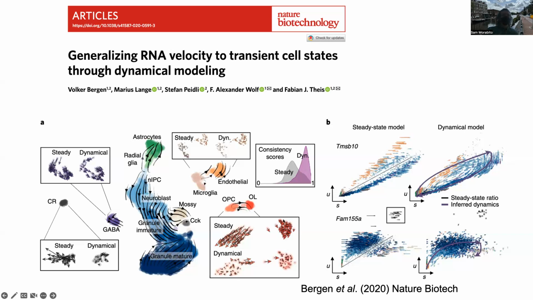Unfortunately, with these RNA velocity papers, they really don't do any benchmarking. I'm not aware that any has been done. Maybe there has, but I'm not aware.